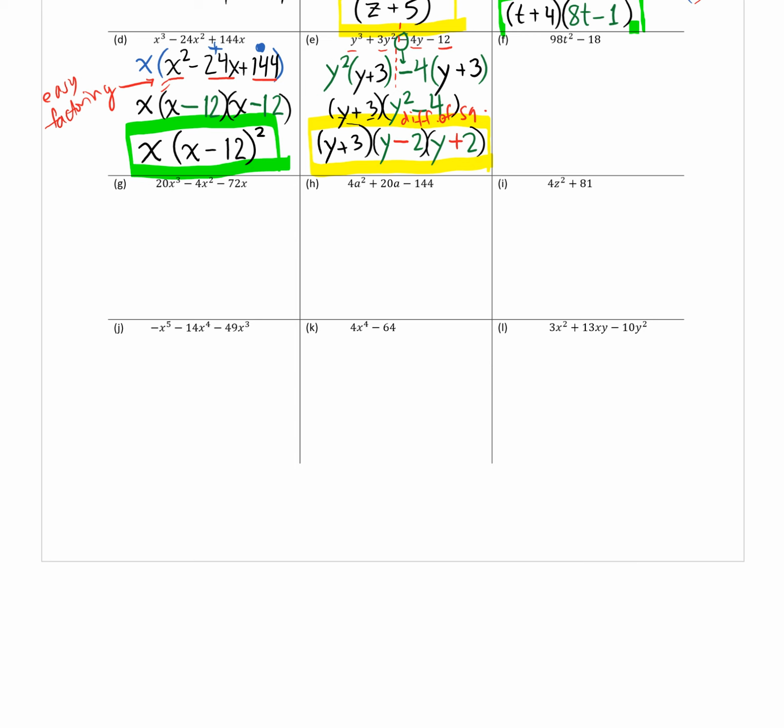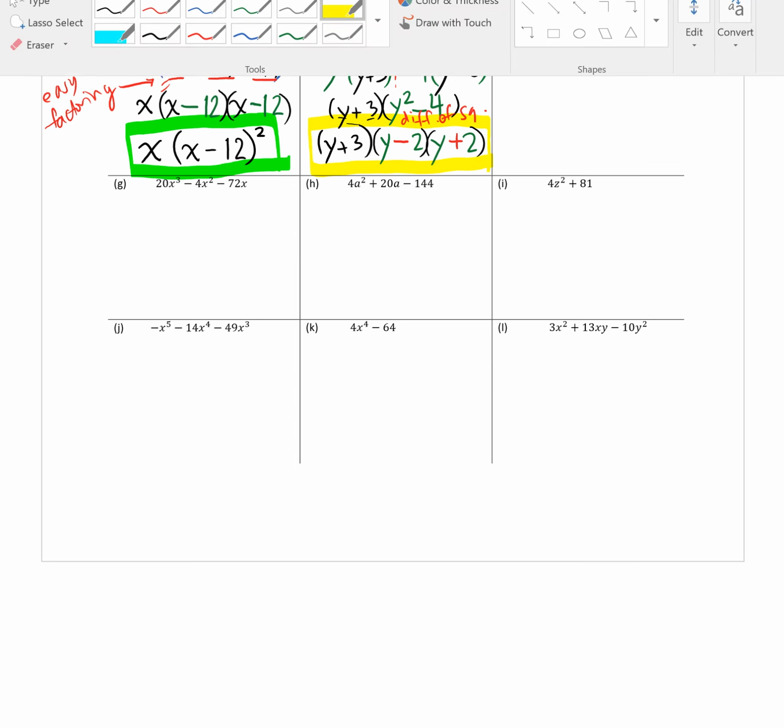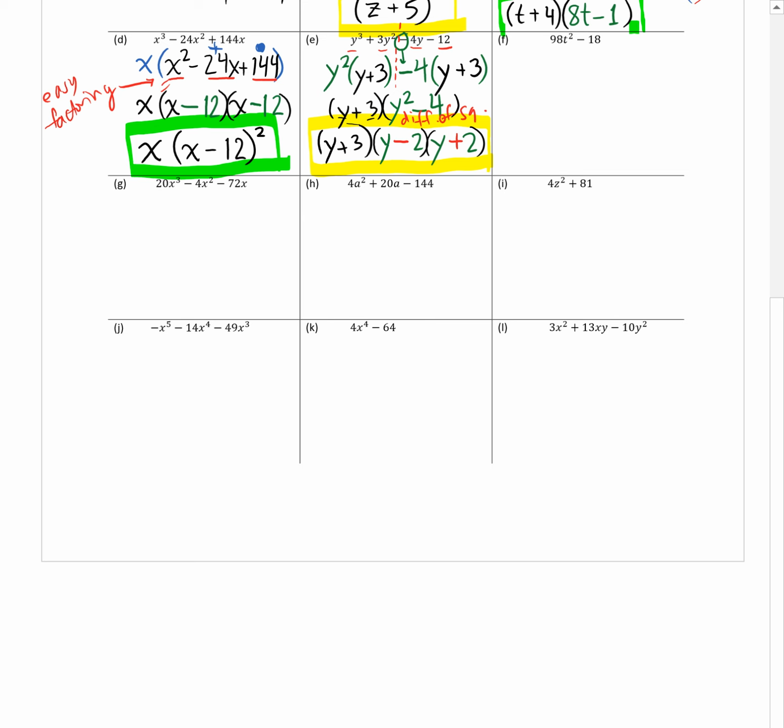Alright, let's try part F now. Part F, the first, again, all these problems, the first thing you're supposed to think of is, is there a greatest common factor? And this guy does happen to have a greatest common factor. I'm going to think about it. I know they're both even numbers, 98 and 18, so 2 goes in for sure. Can 4 go in? Nah, 4 doesn't go into 18. I'm trying to think of the biggest thing that goes in.